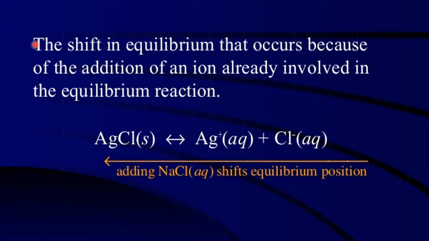My dear students, please go through this equation. This equation is the dissociation of silver chloride into silver cation and chloride anion. Because it is dissociating to some extent, there is a chemical equilibrium between undissociated silver chloride and dissociated silver chloride.